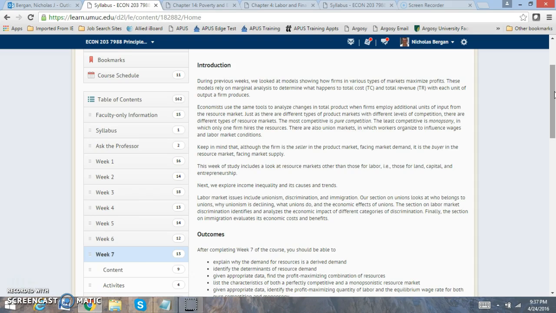When we look at this week, we're going to be focusing on labor demand. And the labor markets are a very important focus that we should look at, because the labor markets are looking at how firms should decide where they should be producing.